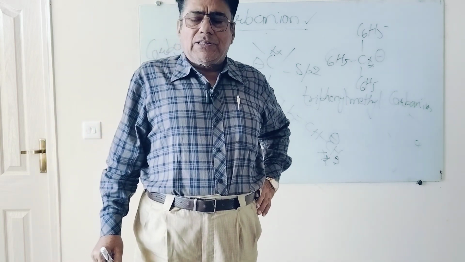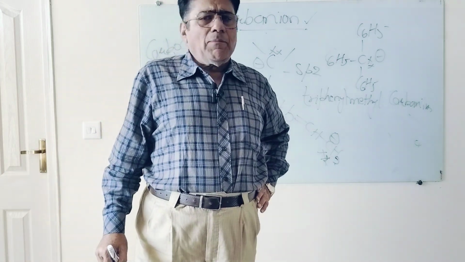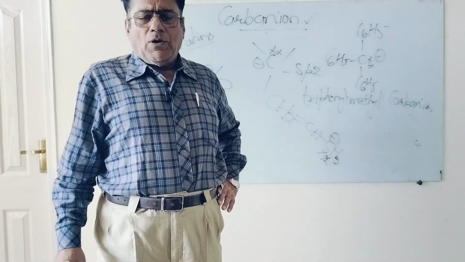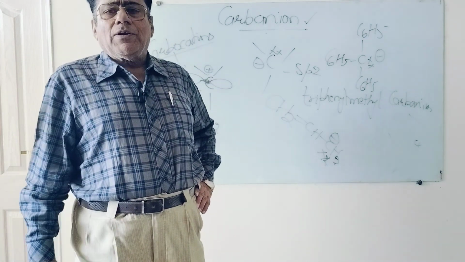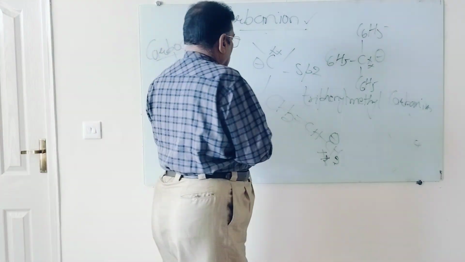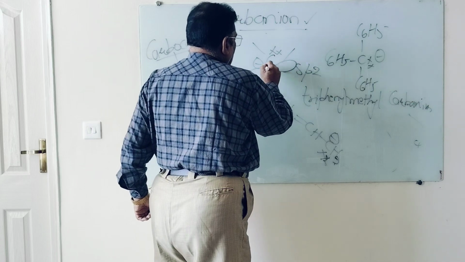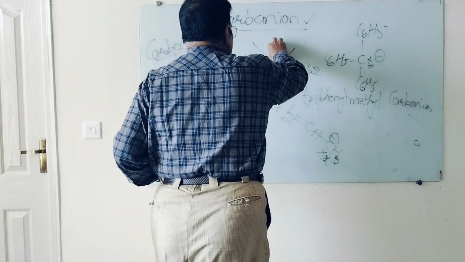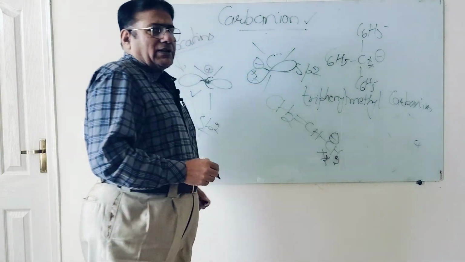Whenever resonance is there in a carbanion, sp2 hybrid carbon will be there. When resonance is not possible, sp3 hybridization is there. If there is sp2 hybridization, it means the lone pair which I wrote upside, I can write here. What does it indicate?